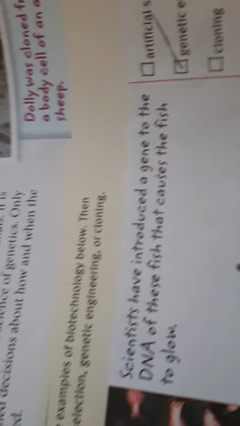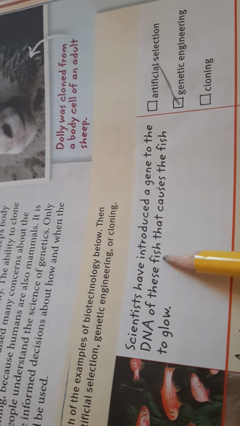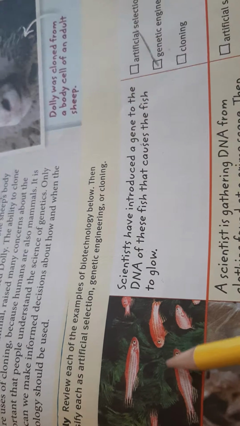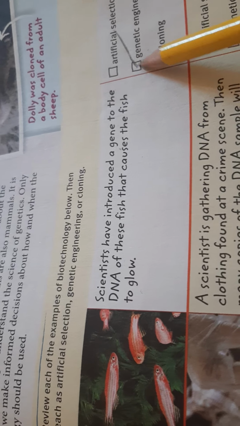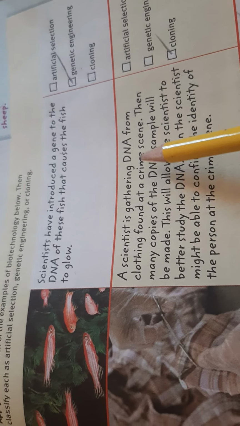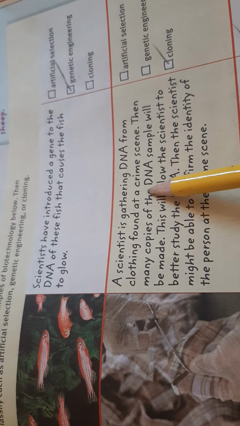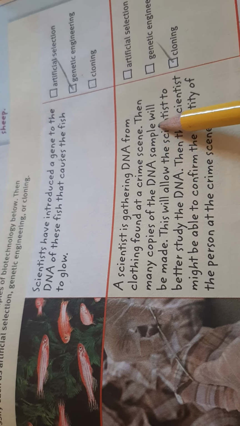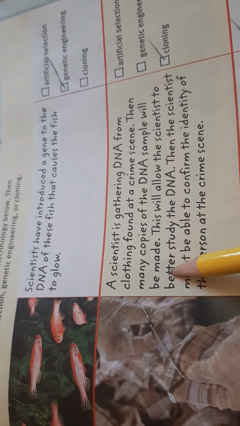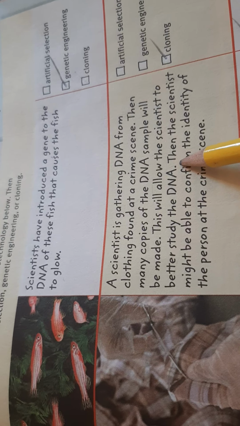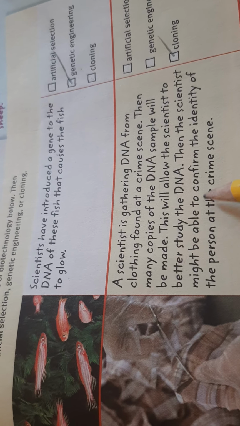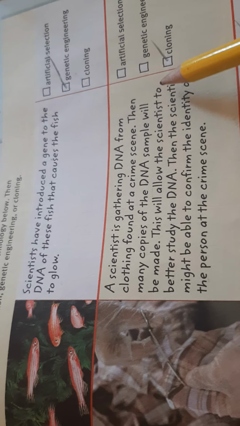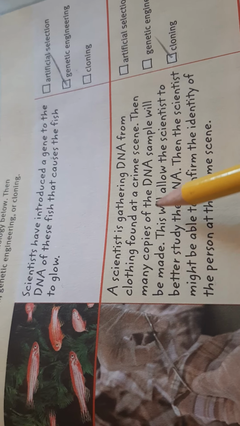Now, scientists have introduced a gene to the DNA of these fish that causes the fish to glow. So I'm playing with the DNA of the organism. So this is genetic engineering. Now, a scientist is gathering DNA from clothing found at a crime scene. Then many copies of the DNA sample will be made. This will allow the scientist to further study the DNA. Then the scientist might be able to confirm the identity of the person at the crime scene. So I'm doing what? Cloning, because I'm making copies of the DNA.